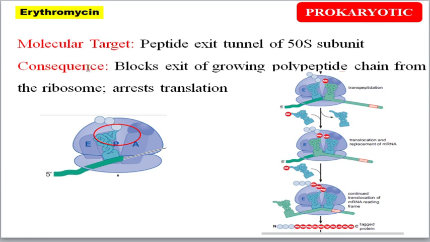So what is the consequence of erythromycin doing such activity? It will block the exit of the growing polypeptide chain from the ribosome. So even though the protein or the polypeptide chain has been correctly formed, this peptide chain, which is a protein, cannot come out because erythromycin is blocking the peptide exit channel.